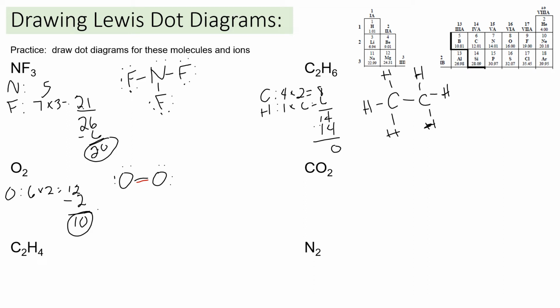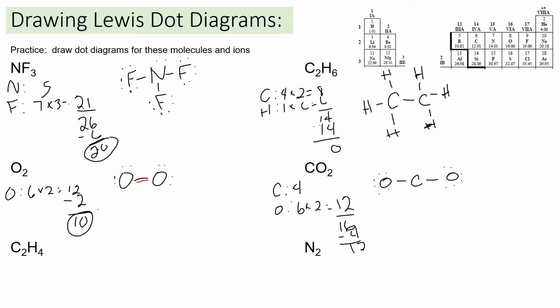All right, looking at carbon dioxide. Carbon has 4, oxygen 6 times 2, that's 12. We add those together and we have 16 electrons. So we'll put carbon in the middle with an oxygen and an oxygen. And so now we have used up 4. So subtract 4 and we have 12 dots. So I'm going to put them on the oxygen first. So I'll put 1, 2, 3, 4, 5, 6, and then 6 on this oxygen.